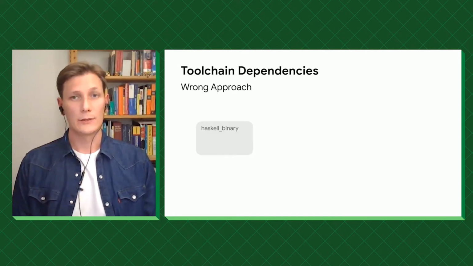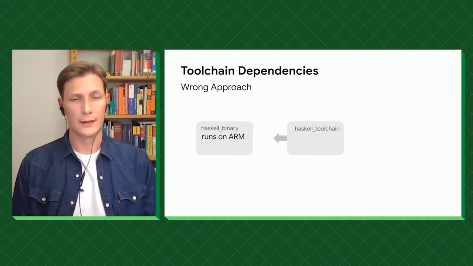Let's say we are cross-compiling a Haskell binary from x86 Linux to ARM, meaning the binary should run on ARM. The Haskell binary depends on the Haskell toolchain. The Haskell toolchain runs on x86, but it targets ARM because it needs to produce a binary that runs on ARM. In other words, the target constraint needs to match where the thing that is produced should run. So far, so good.